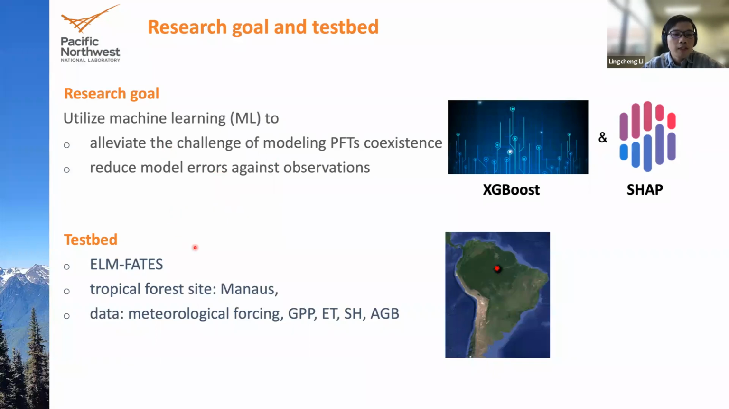So our test bed is based on ELM-FATES, and our study site is the Manaus tropical forest site. Our data is from the flux tower at this site, and includes the atmospheric forcing, GPP, ET, sensible heat, and aboveground biomass, which are water, energy, and carbon variables.